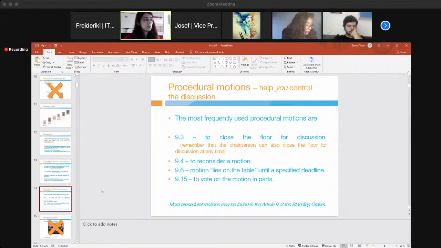The most frequently used procedural motions are 9.3, as you might be aware, to close the floor for discussion. But keep in mind that if there are no points on the speaking list, the chairperson can also close the floor for discussion, and we will save some time because every procedural motion has to be voted. 9.4 to reconsider a motion, 9.6 motion lies on the table until a specified deadline, and 9.15 to vote on a motion in parts.